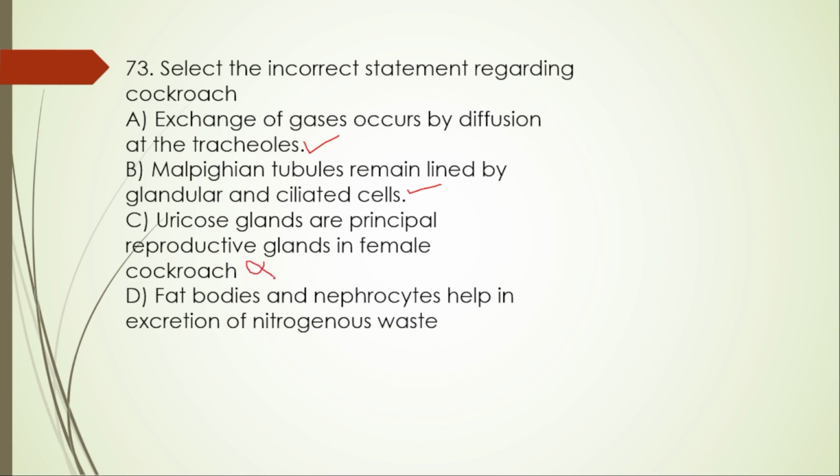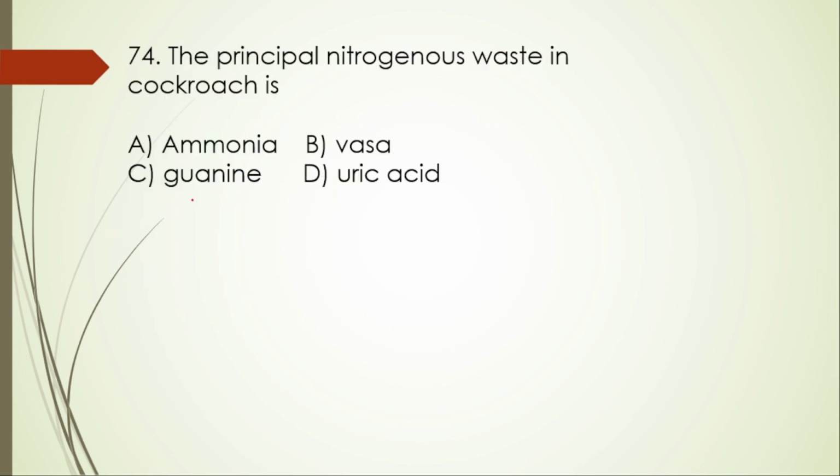This one is wrong because uricose glands are found in male cockroaches, specifically at the junction of the vasa deferentia and then ejaculatory duct. They function in the storage of the uric acid and then contribute to the spermatophores. So this is not with respect to the females. That's why this one is the incorrect statement. So 73, right option is C.